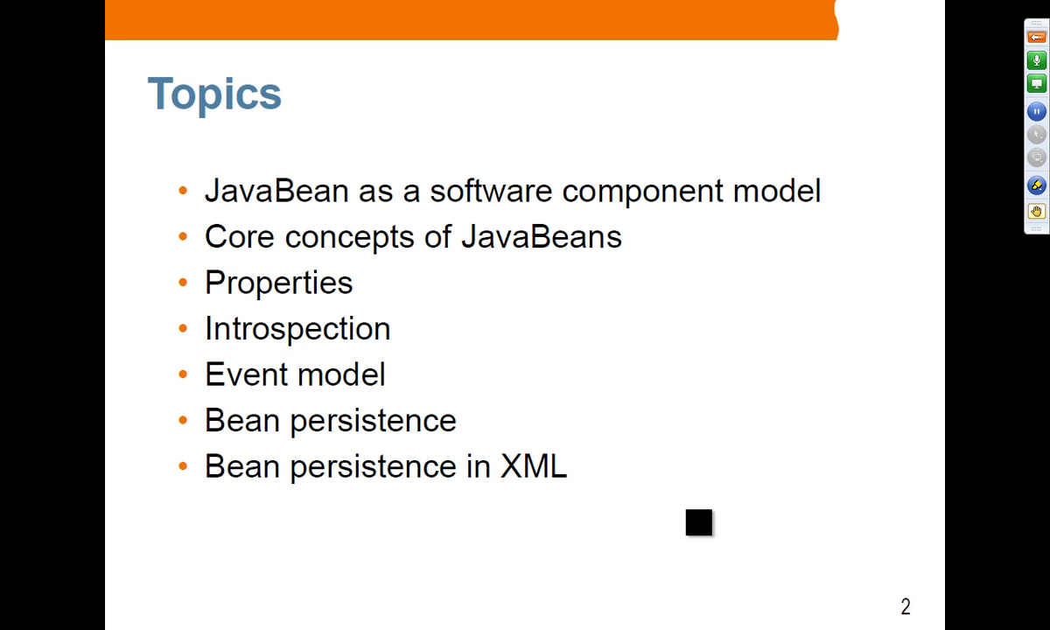So these are the topics we are going to cover. First, we are going to see how JavaBean is used as a software component model, and we'll learn what a component means in Java programming, and we will go over some of the core concepts of JavaBeans. We'll talk about properties, introspection, and the event model, and we'll also talk about how a bean can be persisted, and also how bean persistency could be in the form of an XML file.